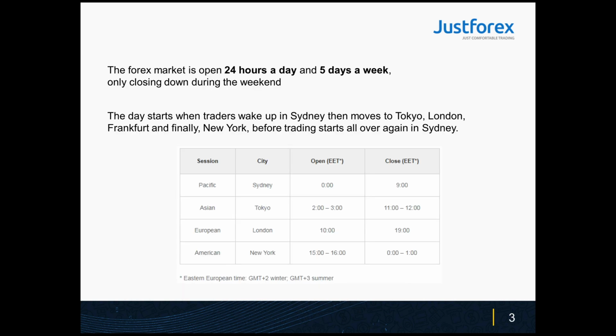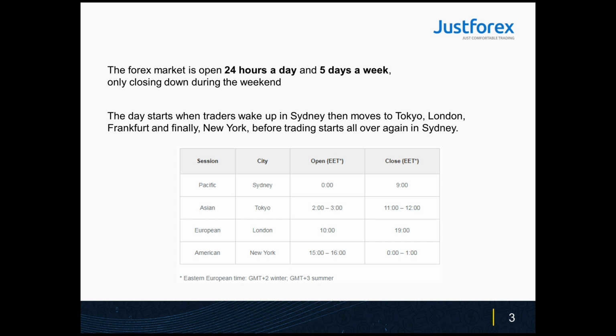It is a decentralized system that works basically every time. It works 24 hours a day, 5 days a week. So specifically during the week there are plenty of possibilities, plenty of opportunities simply to work and to trade with. And actually, how does it work?